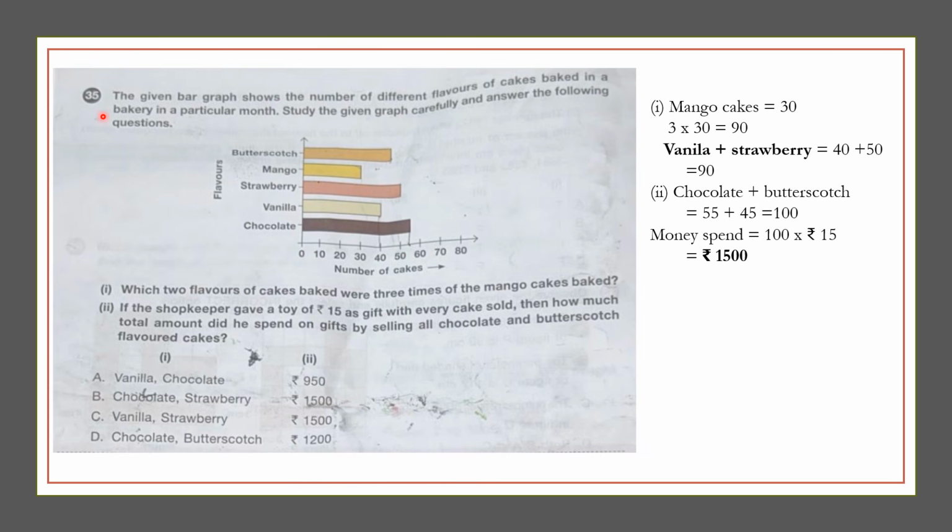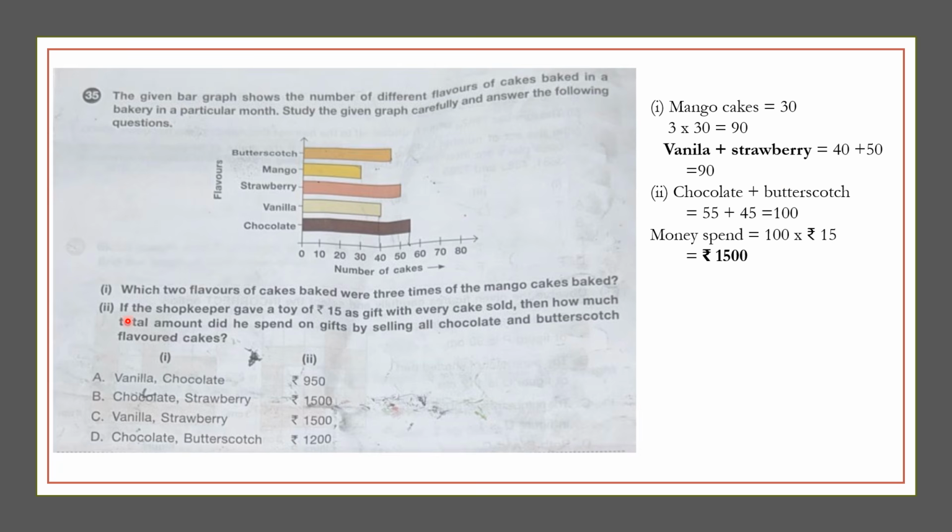Question number 35. The given bar graph shows the number of different flavors of cakes baked in a bakery in a particular month. Study the given graph carefully and answer the following questions. 1. Which two flavors of cake baked were 3 times the mango cakes baked? So mango cake is 30, 3 times of mango cake is 90. So now we need to add two flavors which add up to 90. So if you see, vanilla is 40 and 50 is strawberry. So vanilla plus strawberry will be 90.